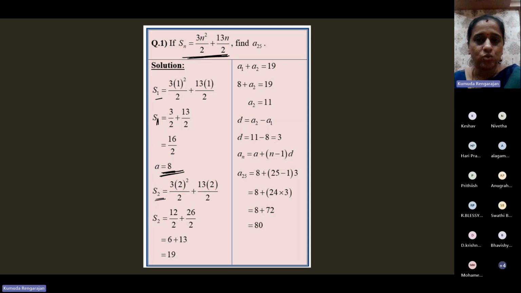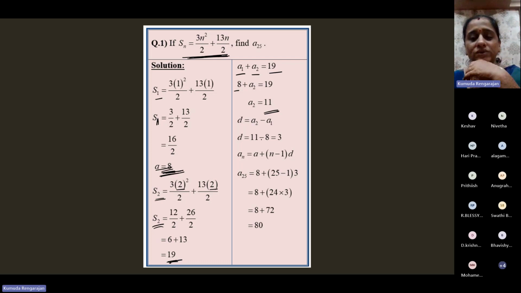Then find S2. Wherever there is n, you're going to fix 2. Now when you find S2, it's 19. And what is S2? It's the sum of the first and the second term, the sum to the first two terms of the AP. So A1 plus A2 is S2, which is 19. But we know A1 or A is 8. So A2 is 11.